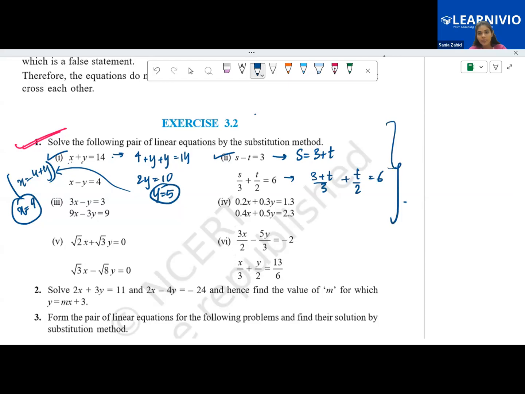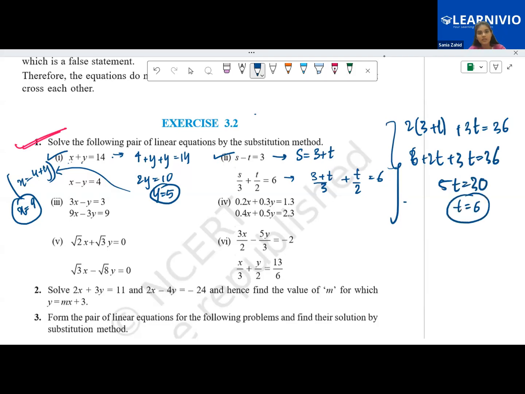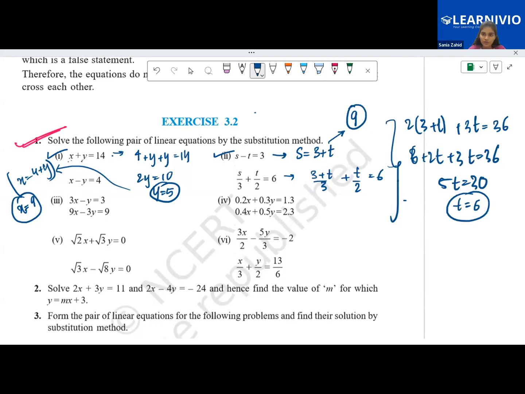I'll take the LCM. I get 6. So I'll multiply the entire equation with 6. So I get 2 into (3 plus t) plus 3t is equal to 36. Do you understand this step? Yes. Okay, good. Then I will get 6 plus 2t plus 3t is equal to 36. So 5t is equal to 30. Hence the value of t comes out to be 6. Now if t is 6, what should s be? s should be equal to 9. So are you getting the same answers? 9 and 6? Yes, t is 6 and s is 9.